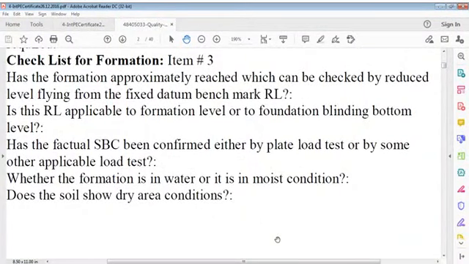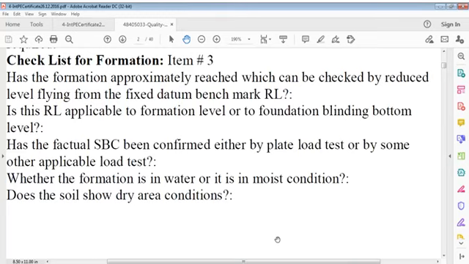Has formation approximately reached the level, which can be checked by reduced levels? We can make sure that we have reached that level approximately, not more than that, maybe a little less, so that it can be covered in dressing of formation. Now, is the reduced level applicable to formation level or to formation blinding bottom level? We have to make sure of this and just make a check.